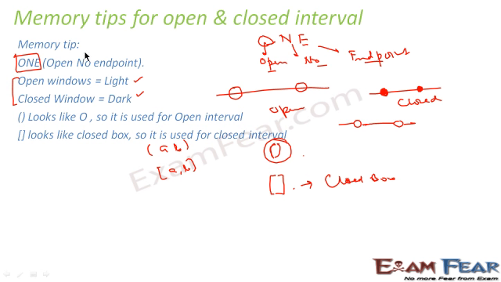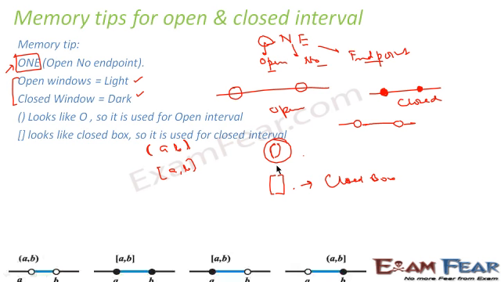Let me read it once again. Just remember the number 1, O-N-E. That means open means no endpoint. Closed means endpoint. One doubt is clear. Second, when windows are open, you get light, so when there is open, it is light. When the windows are closed, it is dark, so this is dark. Also, whether by notation this is open or closed, you just need to merge the end braces. If it makes an O, it is open. If it creates a closed box like this, it is a closed endpoint. I hope this memory tip will help you remember open and closed intervals.